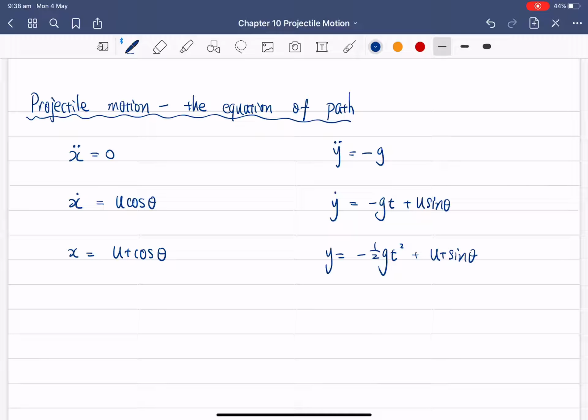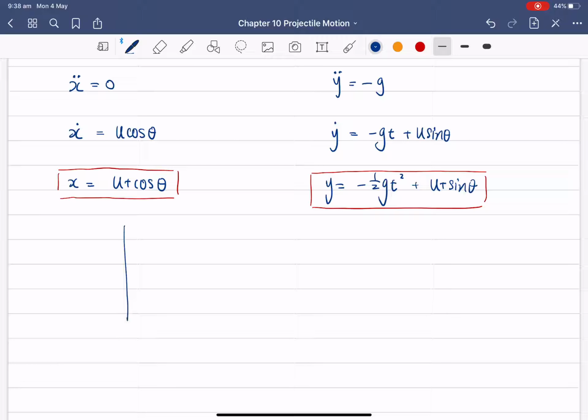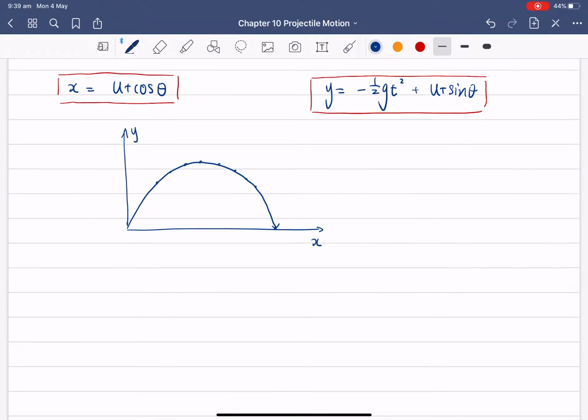Sorry, I'm not going to put a plus c at the end, just because we're talking about the first case. If you look at the last two equations, these are the parametric equations of the path, because they represent the horizontal and vertical displacement of the particle on the parabola in projectile motion. So what we are going to do is eliminate the t by combining these two together to form the Cartesian equation. I'd like to show you how to do that.